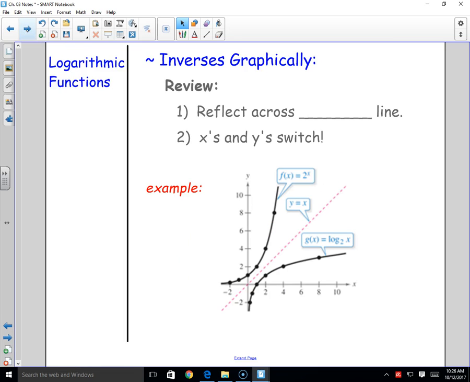Wait a minute, pause. You might not need to write this whole page, because what is this entire page saying? They're inverses, we already wrote that. But what does that mean? Reflect across the y equals x line, and the x's and y's, the ordered pairs switch. Write what you need. It's just some graphical reminders about the graphs of the functions based on the fact that they are inverses. The end. Okay.